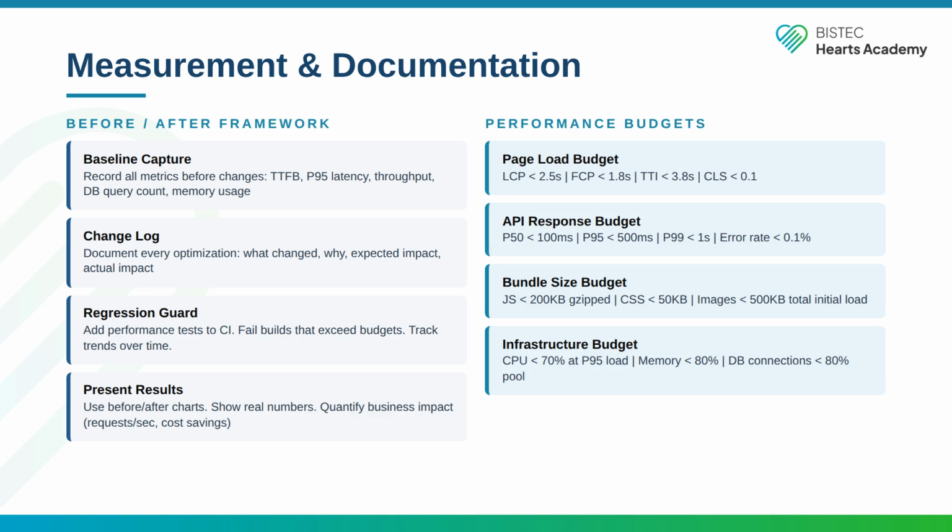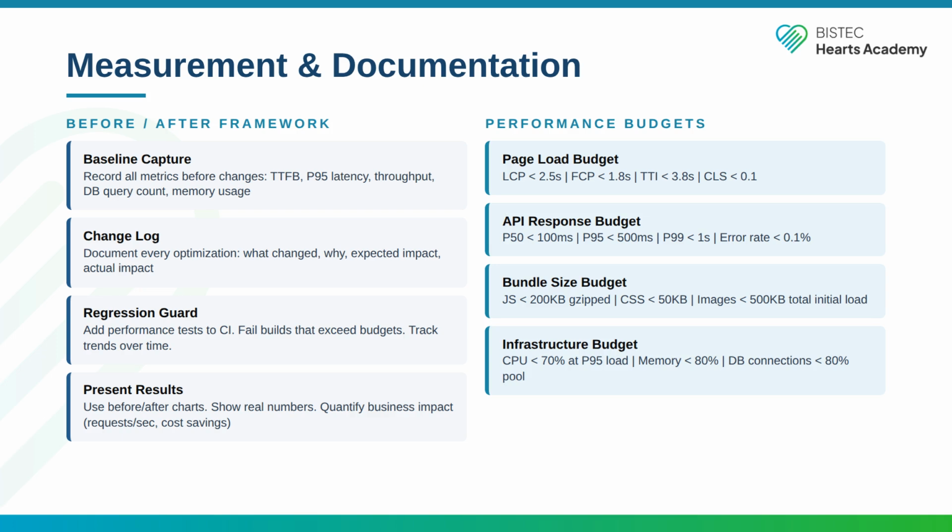Regression guards ensure your performance gains don't disappear next sprint. Add performance tests to your CI pipeline. Write how CI runs in GitHub Actions and fails your build if LCP exceeds your budget. Load testing tools like K6 or Artillery can run against staging environments. The goal is to catch regressions before they reach production.